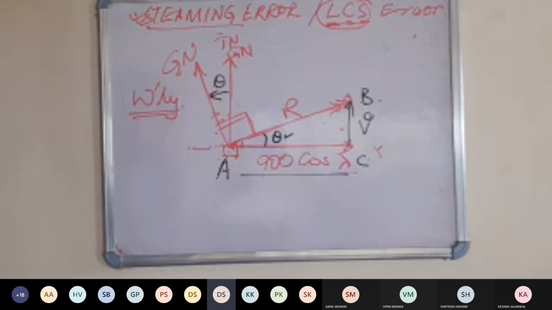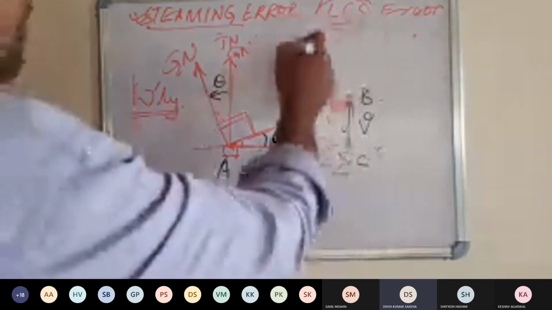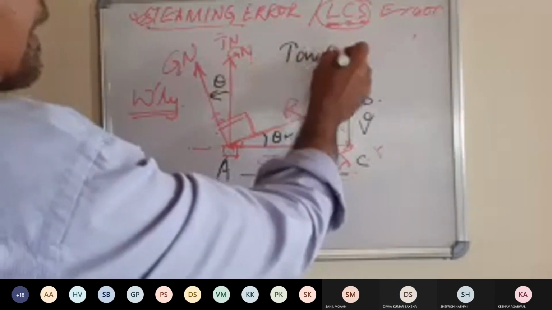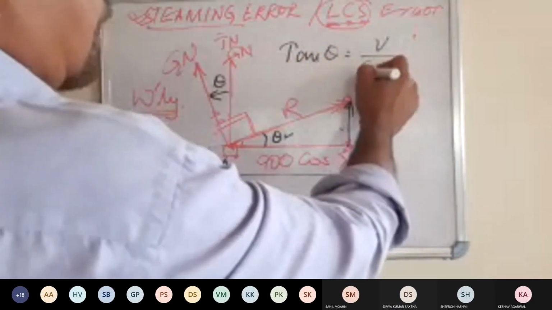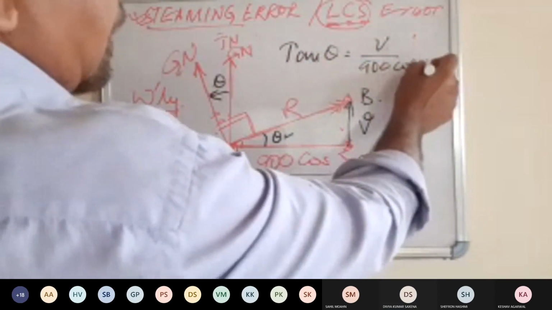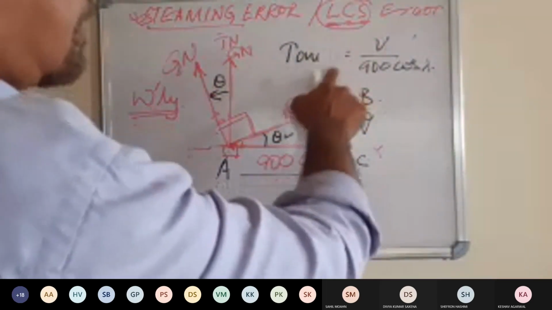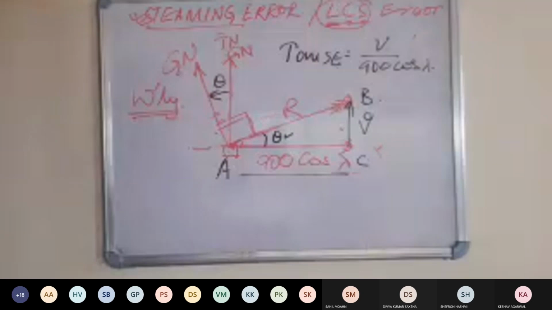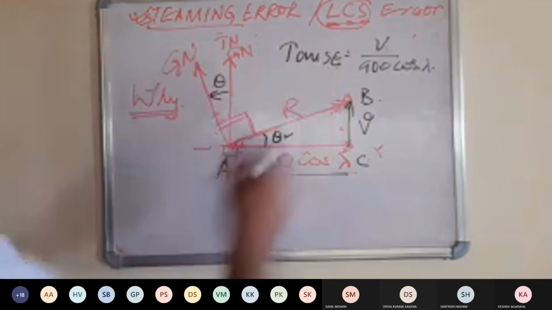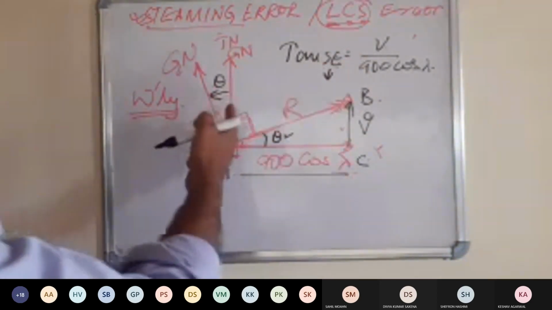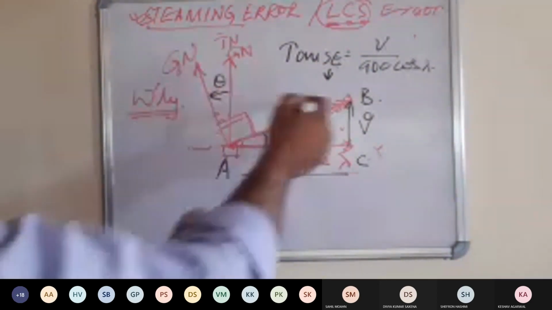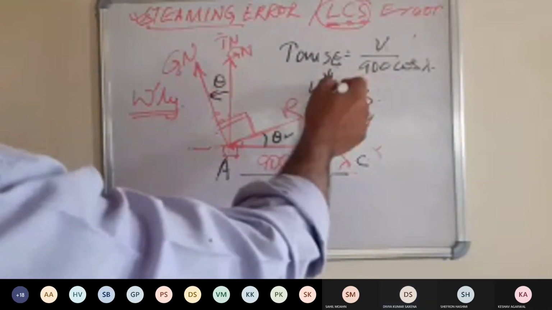So tan theta is equal to V upon 900 cos lambda. Very good. Tan theta is equal to V by 900 cos latitude. So that's the answer. This theta is the steaming error. Tan SE is equal to V by 900 cos lambda. And what will this SE be? What will be the error? It will be westerly, correct?